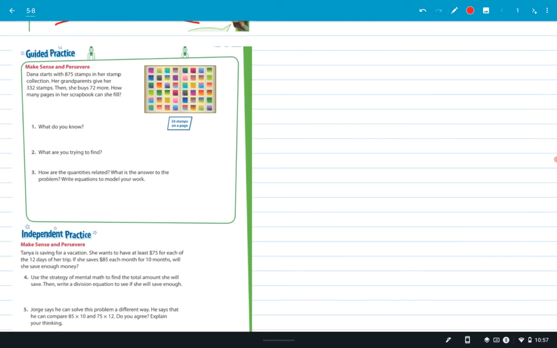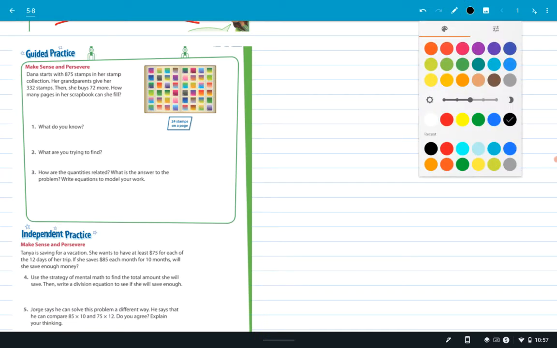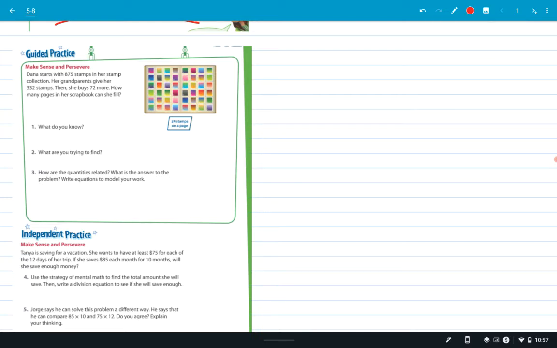Let's go down to the guided practice. This is the first one that I'll expect you guys to do, but I will help you set it up just to get you going. It says Dana, whatever her name is, she starts with 875 stamps. A lot of stamps in her collection. And then her grandparents give her 332 stamps. And then she buys 72 more. Now here's the question they ask. It says, how many pages in her scrapbook can she fill?